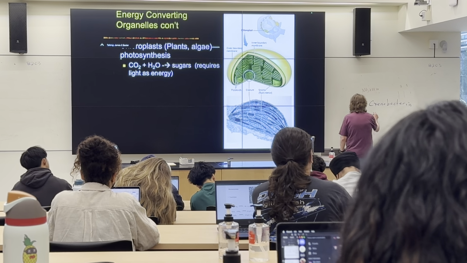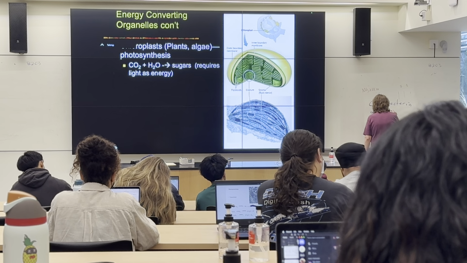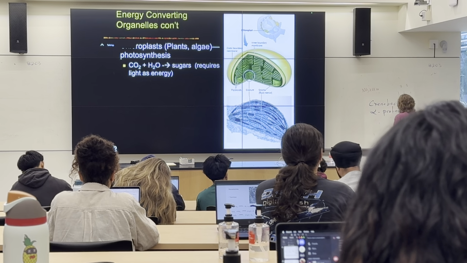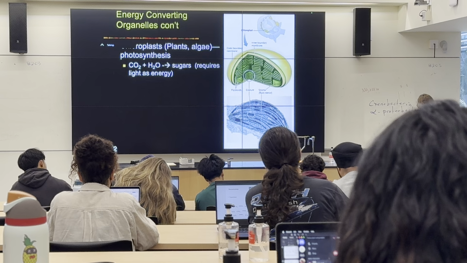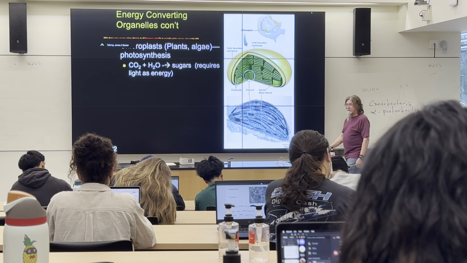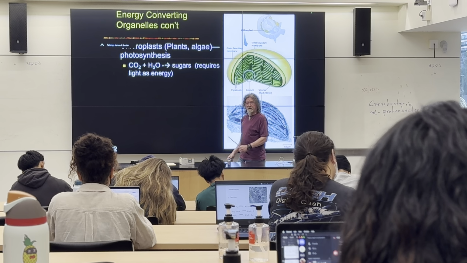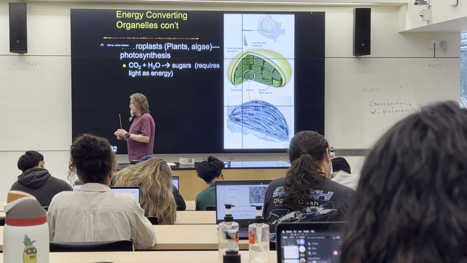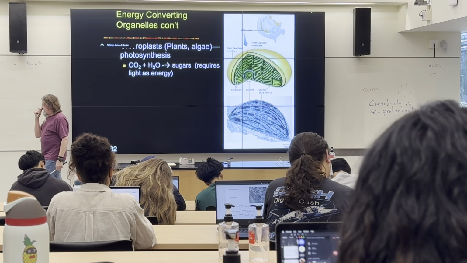And the mitochondria seem to be related to a group of bacteria called alpha proteobacteria. And there's a bunch of other evidence that really supports this.